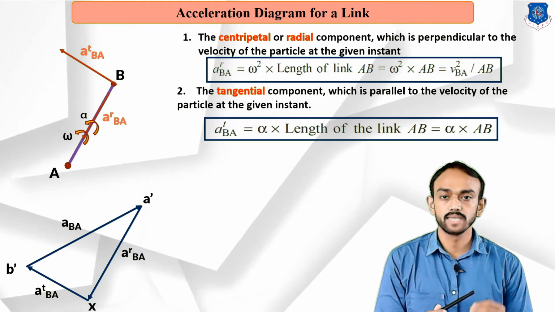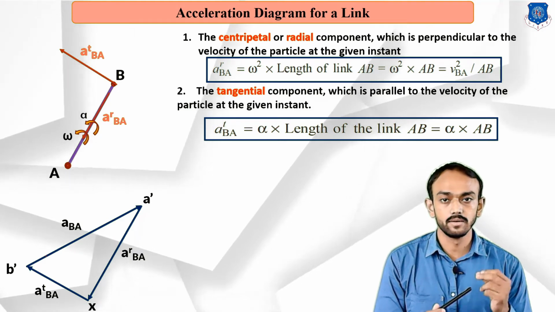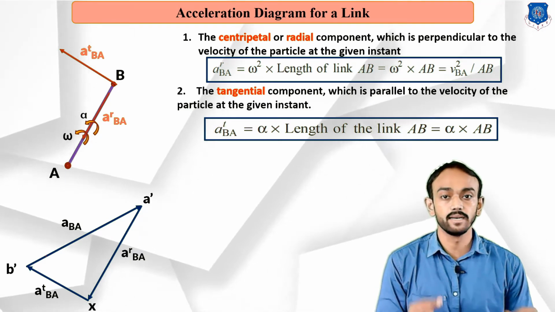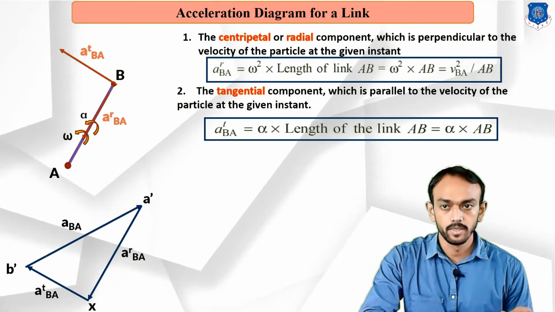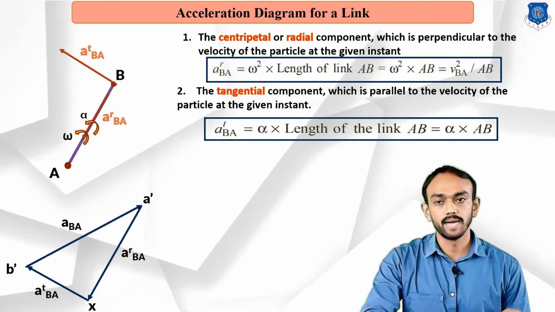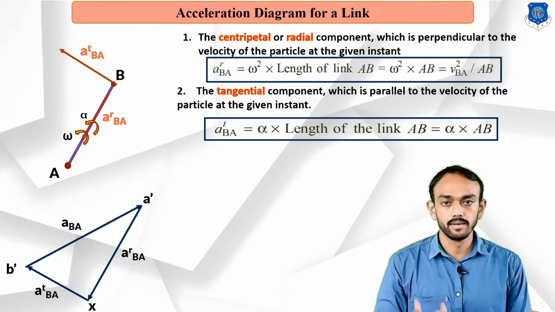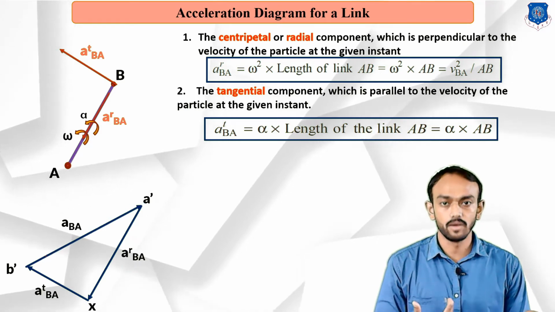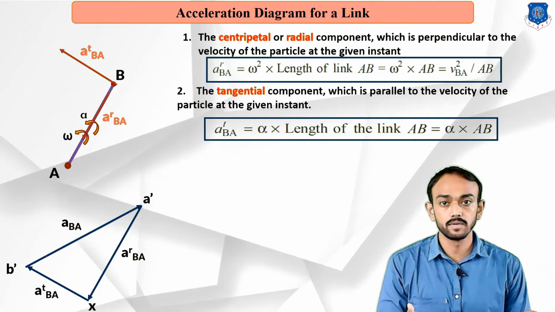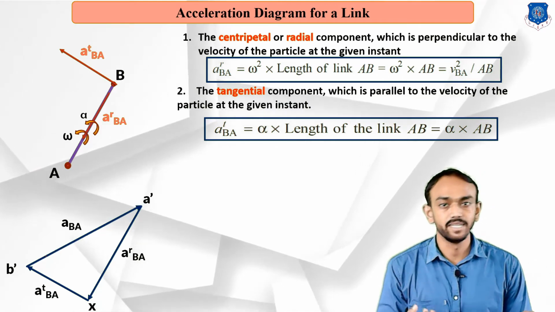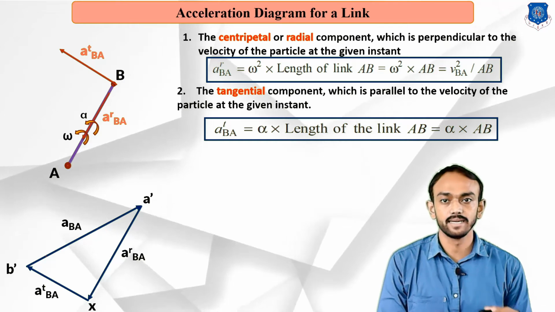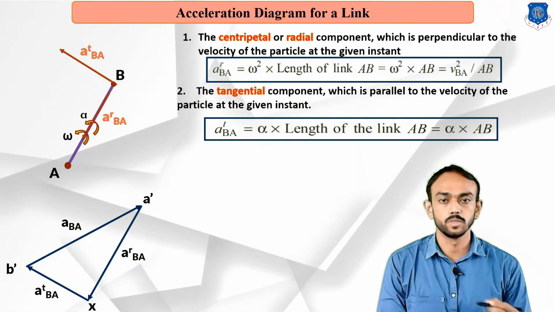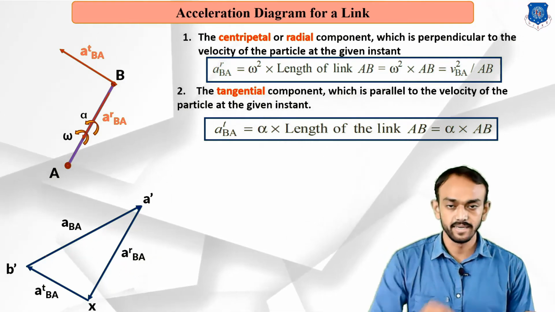So this is the final resultant acceleration of B with respect to A. You can see on the screen this last resultant vector is the final resultant acceleration of B with respect to A. Remember that the final acceleration is the vector resultant of the radial and tangential components. There are some special cases. Let's understand that, and then we will go to the examples. Okay, let's start.